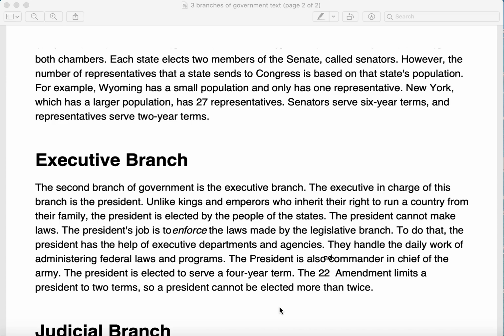However, the number of representatives that a state sends to Congress is based on that state's population. For example, Wyoming has a small population and only has one representative. New York, which has a larger population, has 27 representatives. Senators serve six-year terms and representatives serve two-year terms.